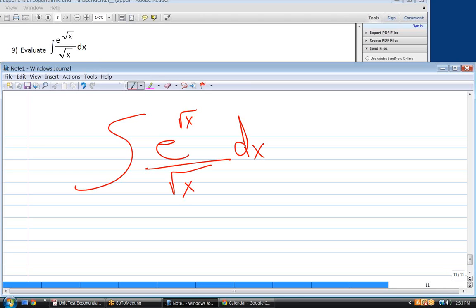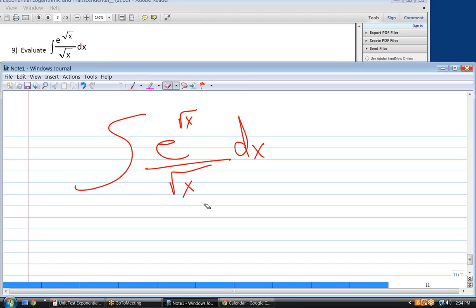At this point, you've really only learned one technique for integration, and that's u substitution, correct? You haven't learned integration by parts yet. So we don't have much choice. There are six or seven different techniques for integration, but at this point in your class, u substitution is pretty much what we're stuck with. Now, this doesn't look immediately like it lends itself to u substitution, but it actually does.